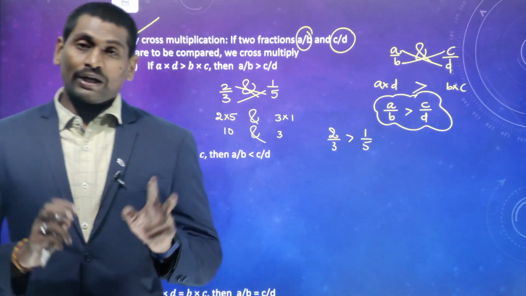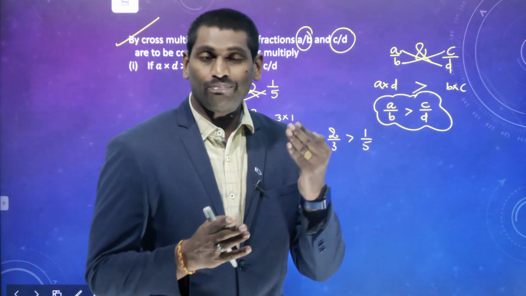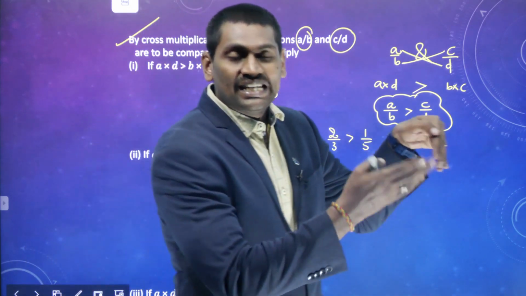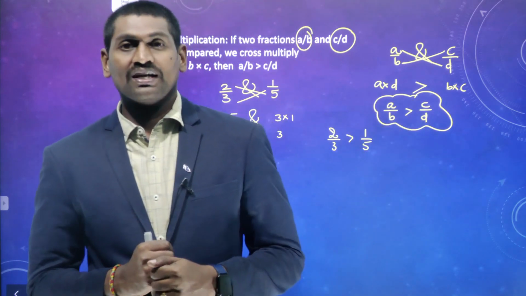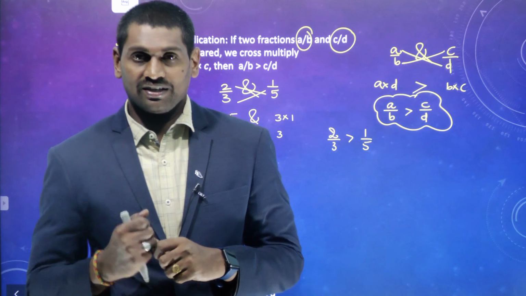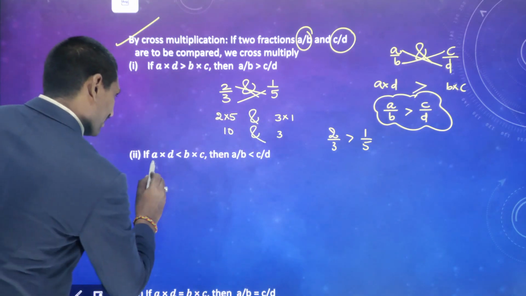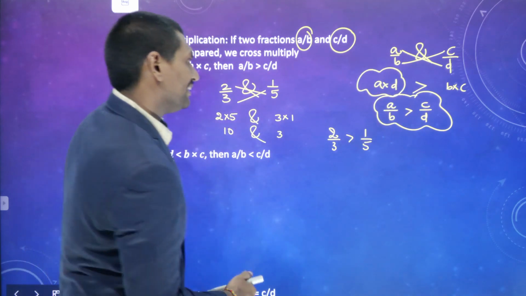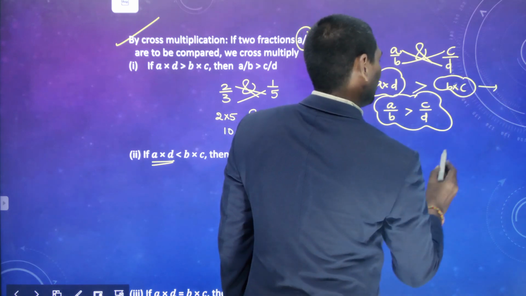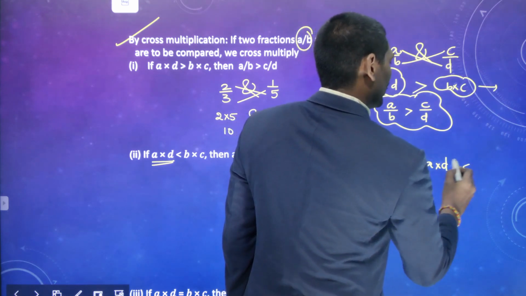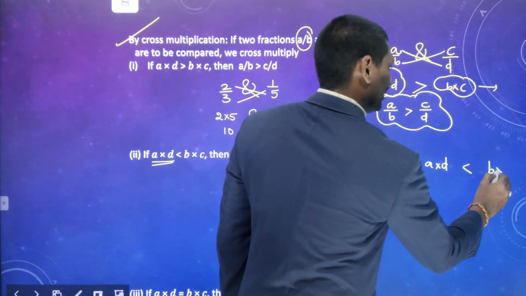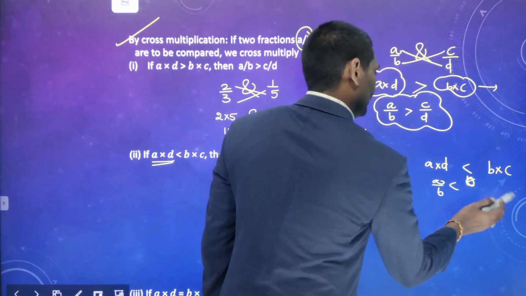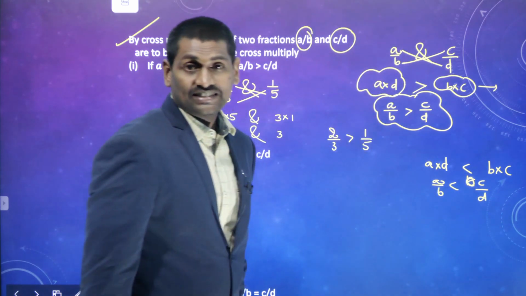When comparing two numbers, there is a chance that the first number is greater than the second, equal to the second, or lesser than the second. There are three situations. The first situation we have already done. For the second, if a into d is less than b into c, then we can say that a by b is less than c by d.